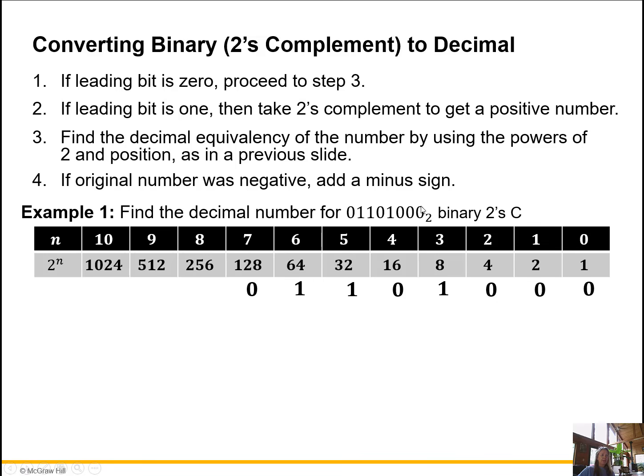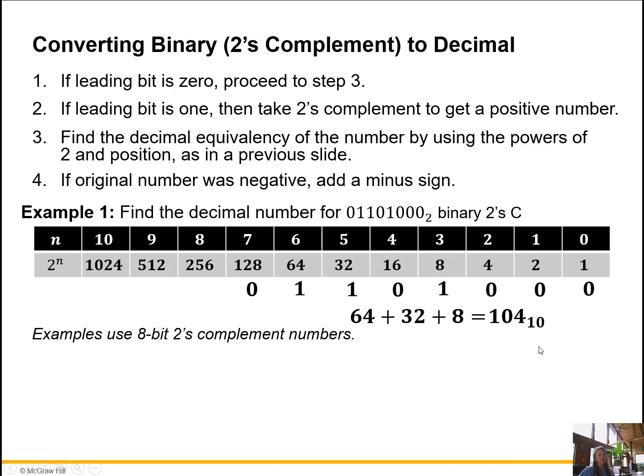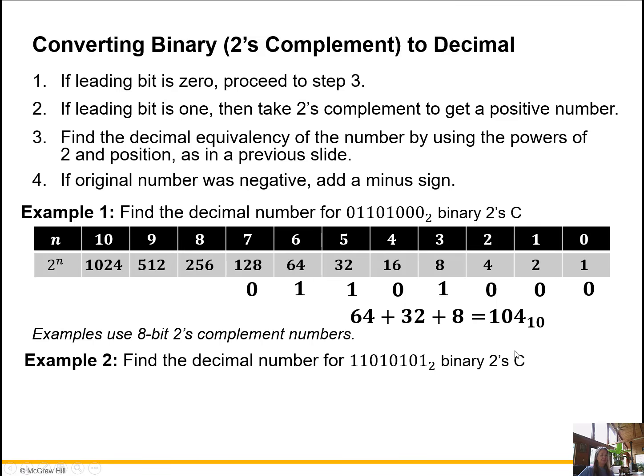And there's my number written, and then I just add. I've got a 64, a 32, and an 8, and this number is 104 in base 10. So this big long string of 1s and 0s is 104 in base 10. Now for the examples I'm using, I'm going to use 8 bits just so that we know we're starting in the same place. So this is 8 bits. I count them out and I go, yep, the lead bit is a 1, so I know it's negative.